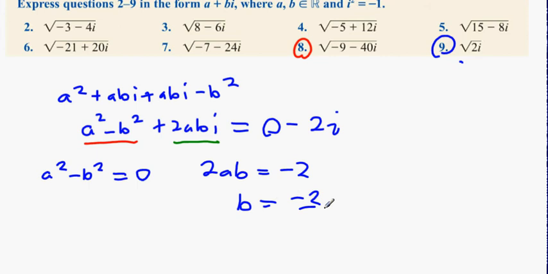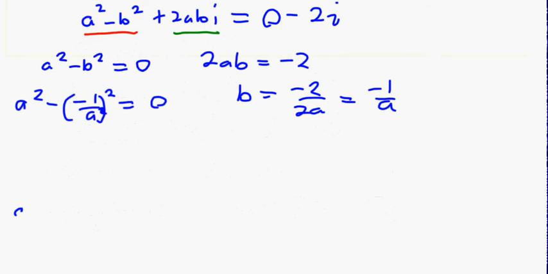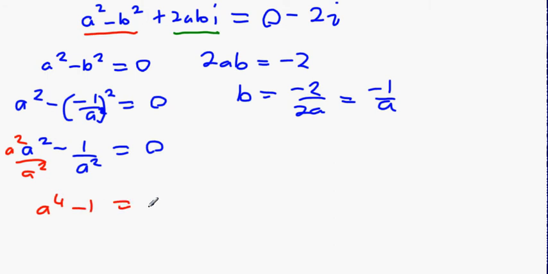b therefore equals 2 over 2a, which is 1 over a. Substitute it in, get a squared minus (1 over a) squared equals 0. Square of 1 over a is 1 over a squared, so a squared minus 1 over a squared equals 0. And then we're going to put the a squared on the bottom here. Then we're going to have a to the power 4 minus 1 equals 0.